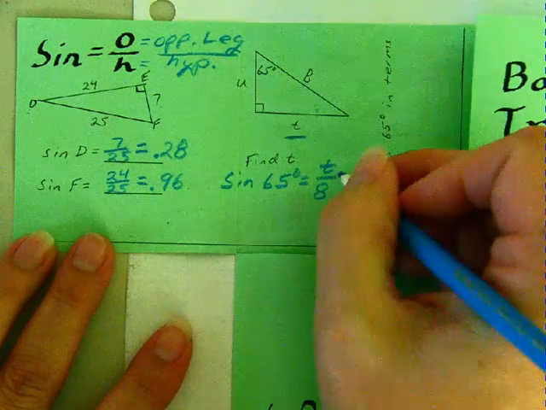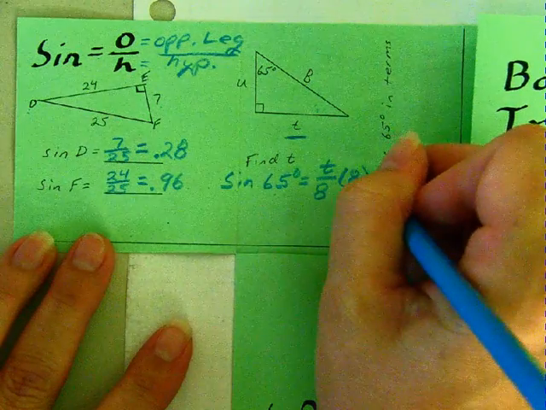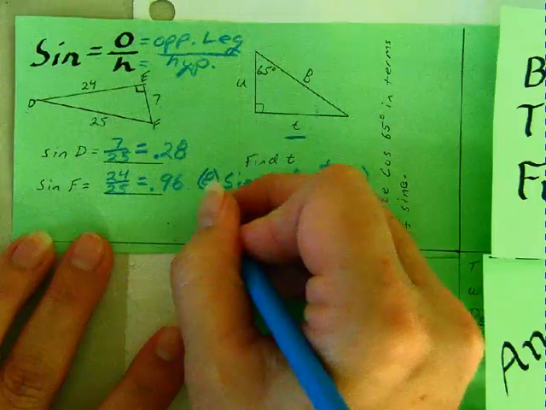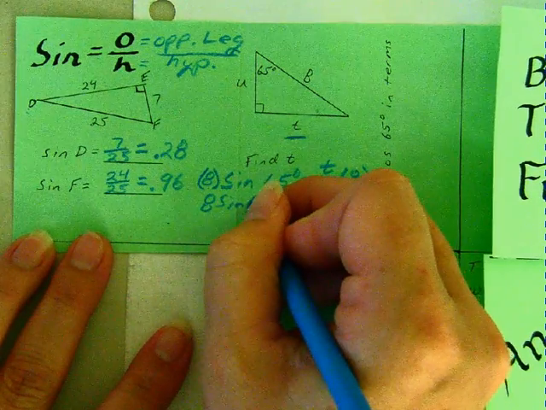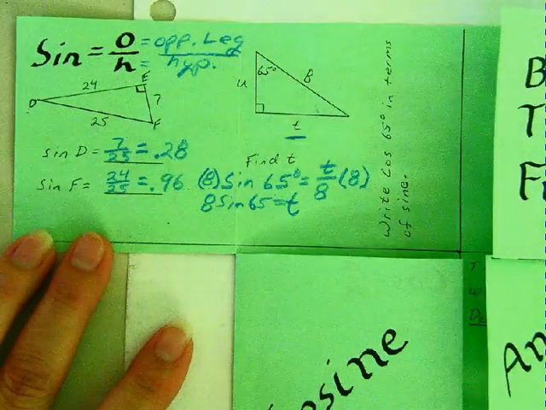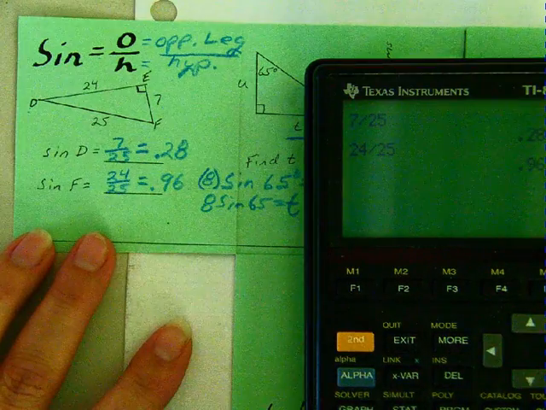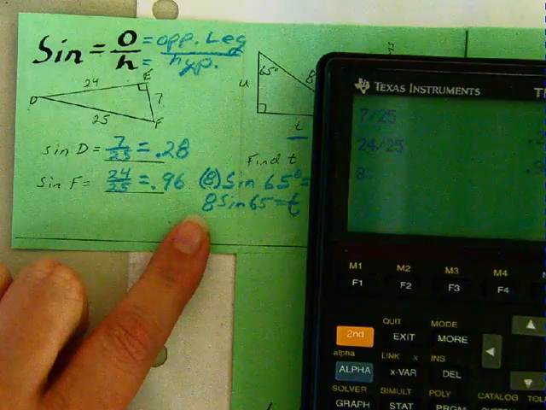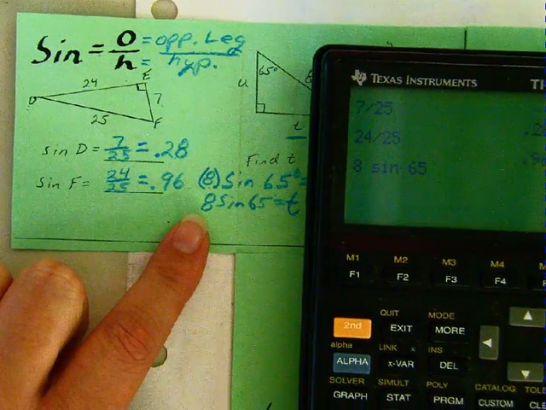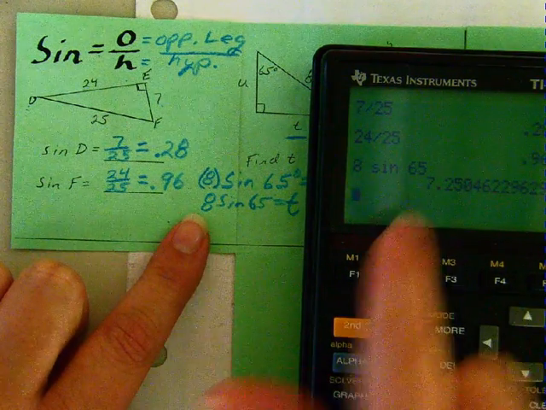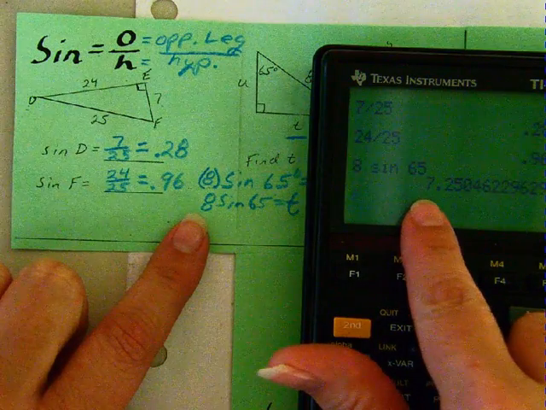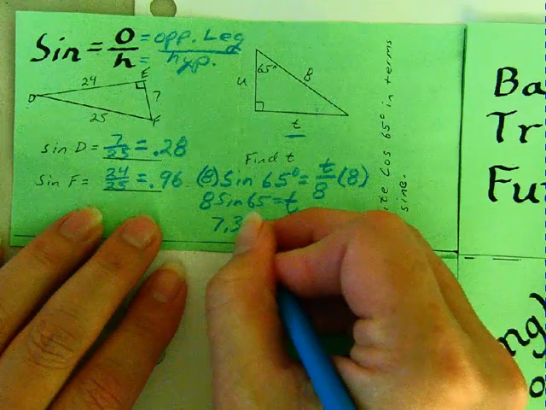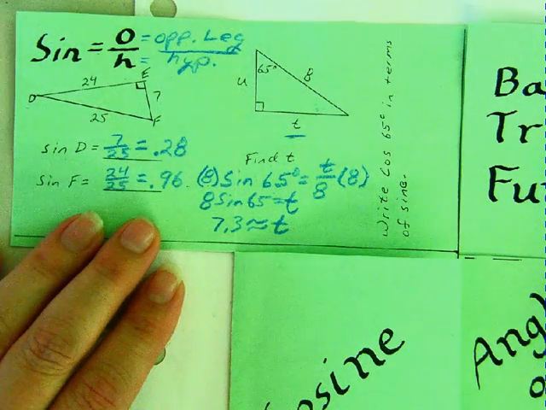Now to solve for this, we're going to multiply by 8 on both sides so we can get that out of the bottom. So we get 8 sine of 65 equals T. Then I'm going to use my calculator and type it in exactly the way it's written: 8 sine and then 65, and then I can hit enter. We're going to round this one to the nearest tenth, so it's going to be 7.3. So 7.3 is approximately T.